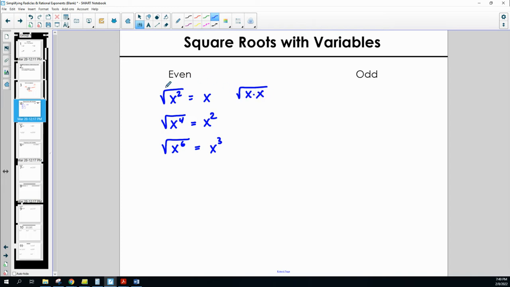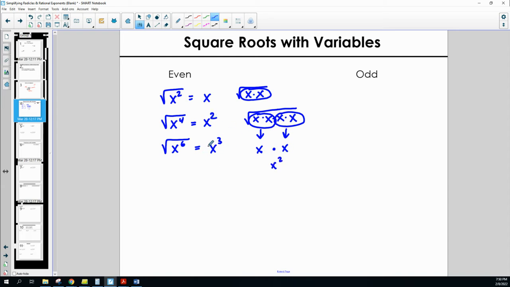With the square root, because our index is a 2, we're looking for pairs of the same term. So here we want to have two x's, and when you have a pair of x's, that will come outside of the radical as 1x. If I have x to the fourth, x times x times x times x, again, we're looking for pairs of the same thing. So we have a pair of x's and another pair of x's. So from this pair of x's, an x comes out of the radical. From this pair of x's, another x comes out of the radical. And we multiply these together, x times x, to get x squared.